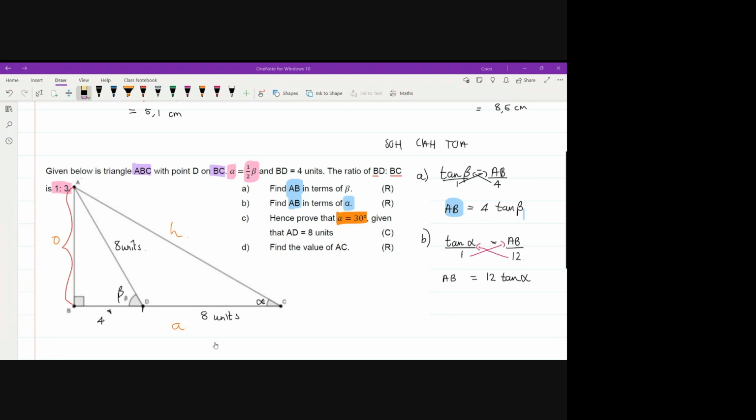You've got less than a minute, guys. For those of you who are done, do you want to just attempt D? D is quite easy. In fact, I think it's easier than all the other ones we've done so far. Quickly just find the value of AC. They've given us enough information. Now that we know what alpha is and we know what BC is equal to, we should be able to find AC quite easily.